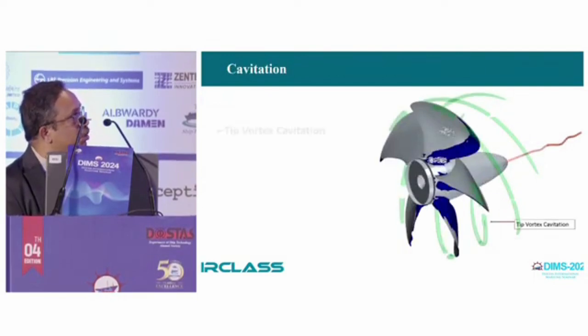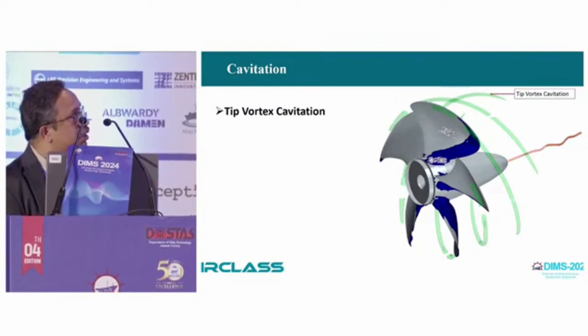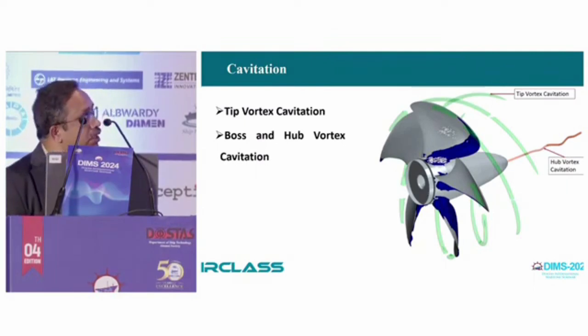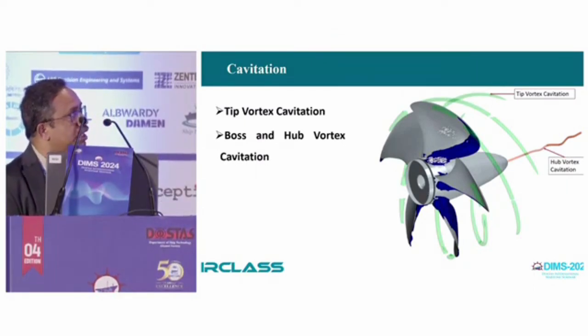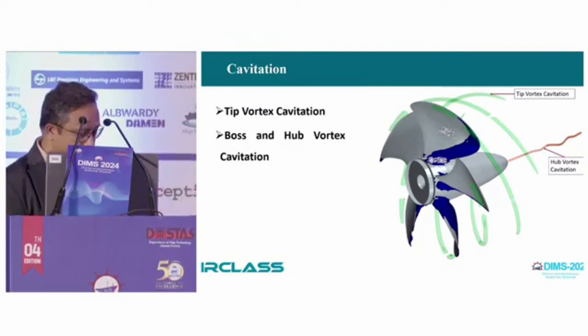This is a typical propeller, wherein this is where the tip vortex cavitation happens, wherein the pressure inside the tip vortex, if it drops below the vapor pressure of the liquid, leads to cavitation at the tip. And this is the boss cavitation, because of the low pressure zone at the boss cap hub, which leads to a loss in pressure, negative pressures behind the hub, which, if they drop below the vapor pressure, would lead to cavitation.